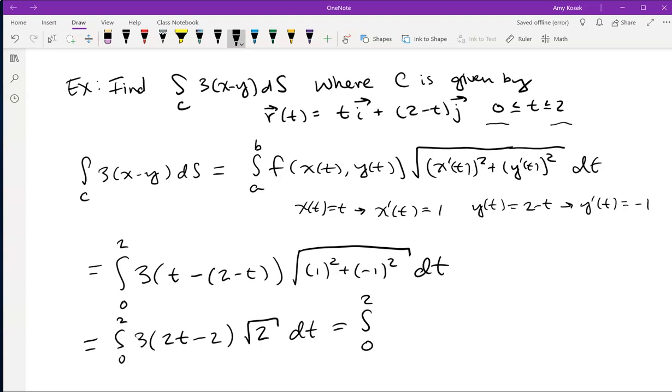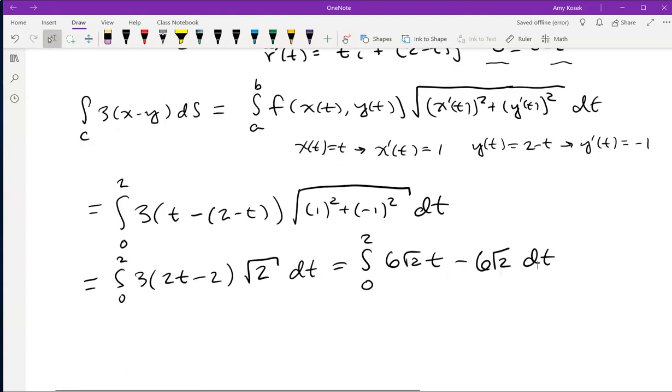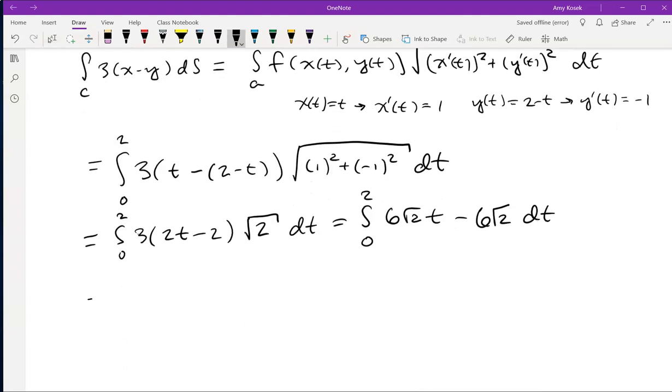So the integral from 0 to 2. If we bring things together, then we'll have 6 square root 2 t minus 6 square root 2 dt. So then for the 6 square root 2 t, we're going to go up to t squared and divide by that new power of 2. Then we'll have minus 6 square root 2, and that will get a t. And then we'll evaluate this from 0 to 2.